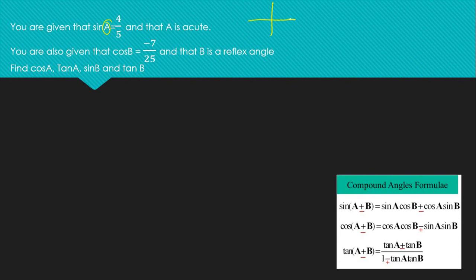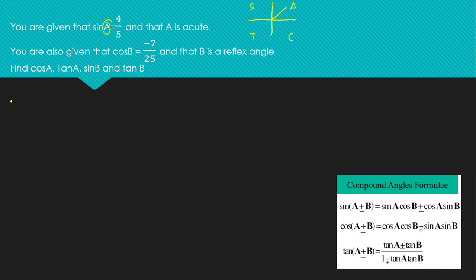A being acute means that it's going to be in this first quadrant here, and so sine will be positive, cos will be positive, and tan will be positive from your cast diagram. So we've got that information, but I want to try to find out cos A and tan A. We'll come to the second section in just a second.